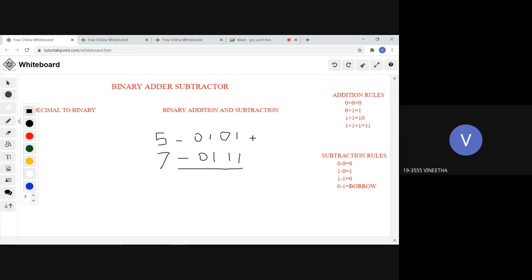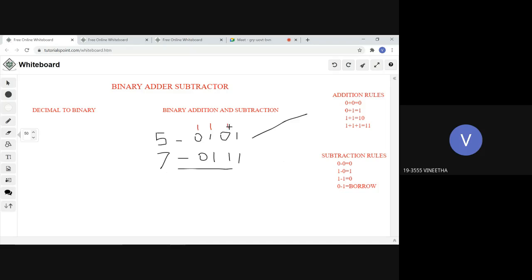These are the rules we are using for addition. 1 plus 1 is 10, so 1 is taken as carry and 0 as the sum. And 1 plus 1 is again 10, so 1 is carry and 0 is the sum. 1 plus 1 plus 1 is 11, so 1 is carry and the sum is 1. 1 plus 0 is 1, so we get a 1 over here. And 12 in binary is 1100. This is how we perform binary addition.